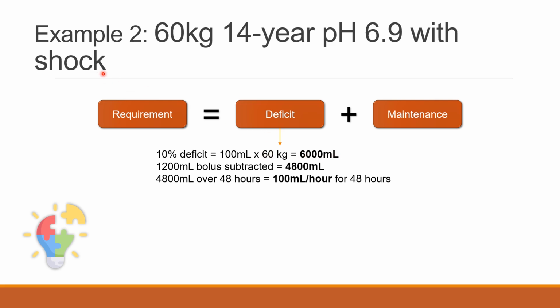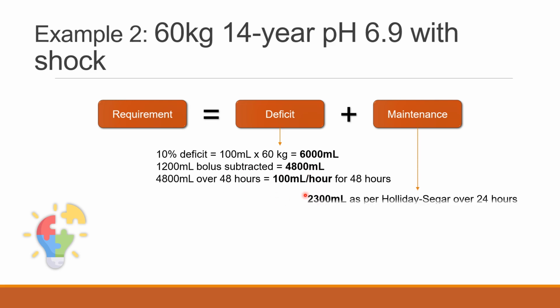But as the patient had shock, the patient must have received a 20 ml per kg normal saline bolus. So 20 ml per kg of normal saline bolus means 20 ml into 60 kg, that means a 1200 ml bolus. We have to subtract this 1200 ml from the 6000 ml, which comes to 4800 ml. This deficit has to be corrected over 48 hours. That means the rate is 100 ml per hour.